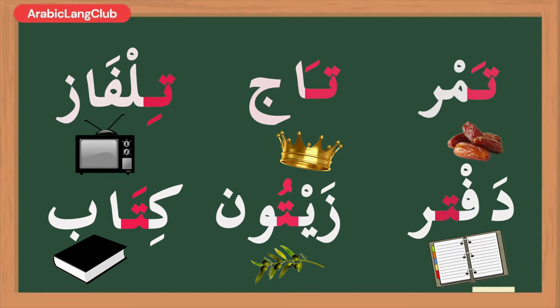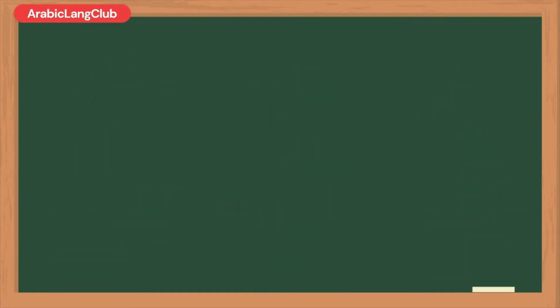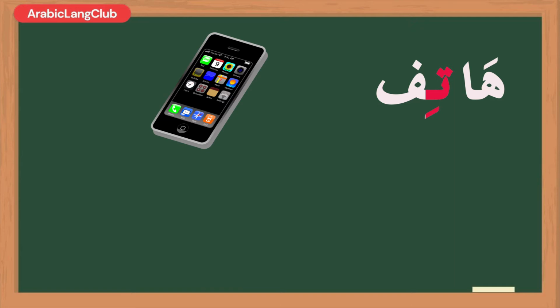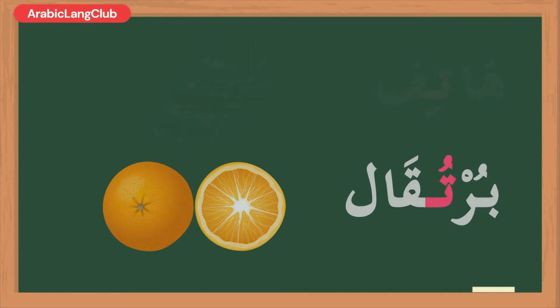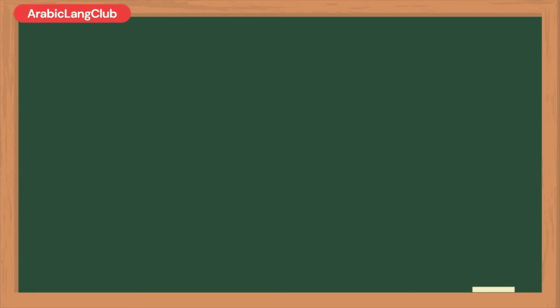كتاب. Ta maftuha also in the middle but it's not joined: هاتف، برتقال. It's not joined because it's after alif and ra, and you know ra and alif cannot be joined. And then ta as a final letter.